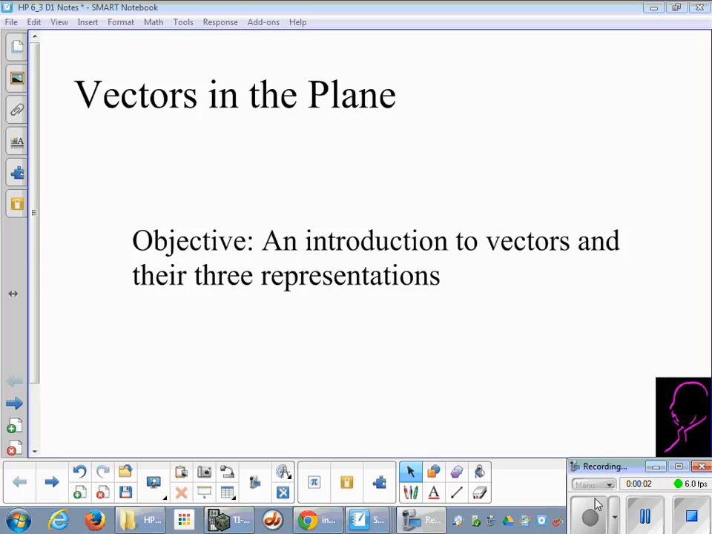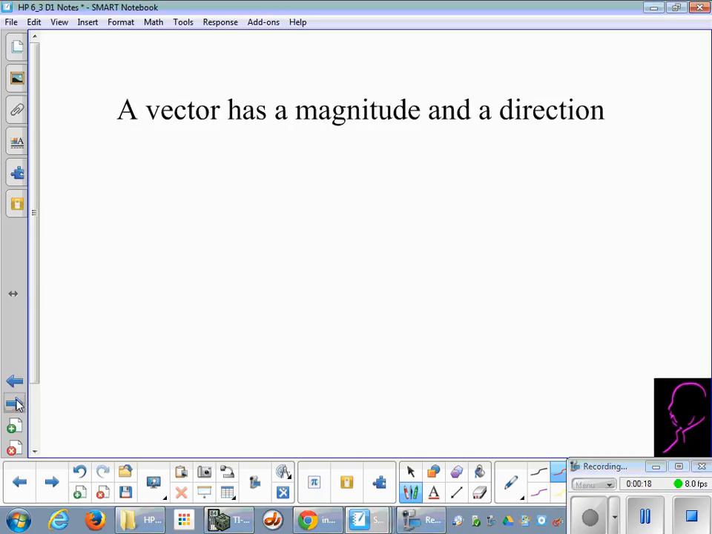Right, taking a look at our discussion topic today, vectors in the plane. These are two-dimensional vectors. Consider them to be flat. An introduction to vectors and their three representations. Now we're not going to cover all three representations in this section. We're going to review one real quick.